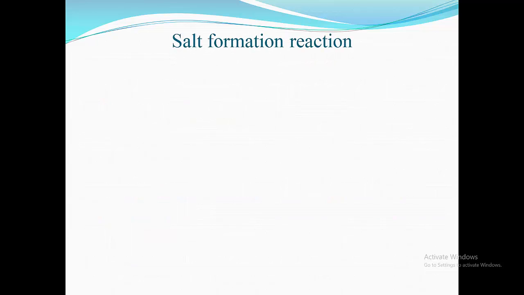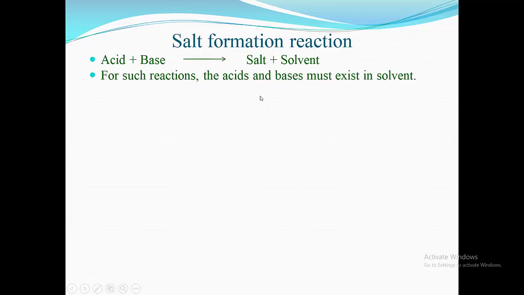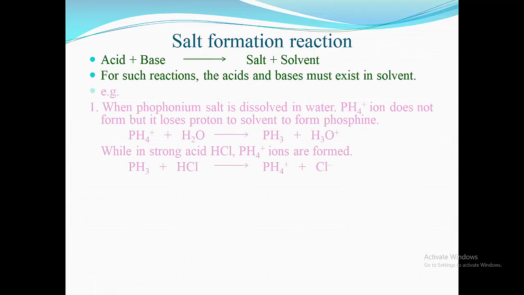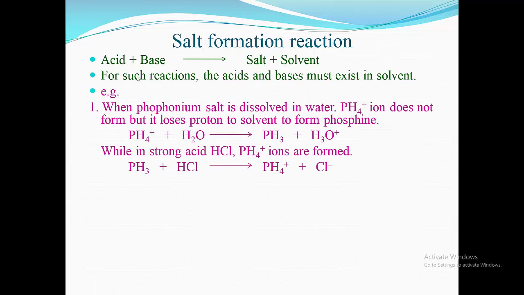Second reaction, salt formation reaction. When acid reacts with base, it gives salt and solvent. For such reactions, the acids and bases must exist in solvent. For example, when phosphonium salt is dissolved in water, PH4+ ion does not form but it loses proton to solvent to form phosphine. While in strong acid HCl, PH4+ ions are formed.